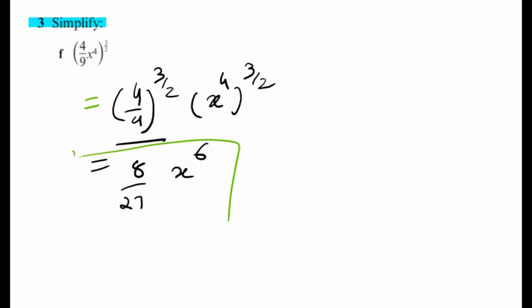Question number 3, simplify. As you can see, there is a common power. So we have to separate this power for each factor. So 4 over 9 to the power 3 over 2 and x over 4 to the power 3 over 2. The numbers you can simplify by using a calculator. That will give you 8 over 27 and x to the power 4 times 3 times 2 will give you 6. So that's it. This is our final answer.